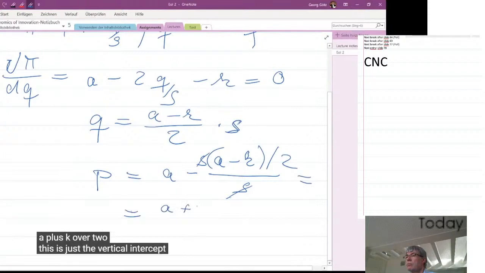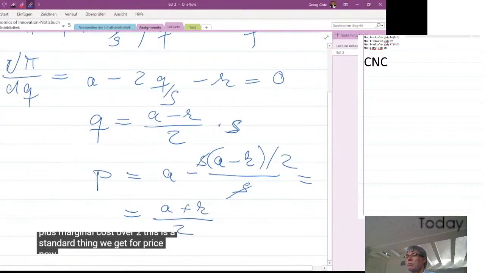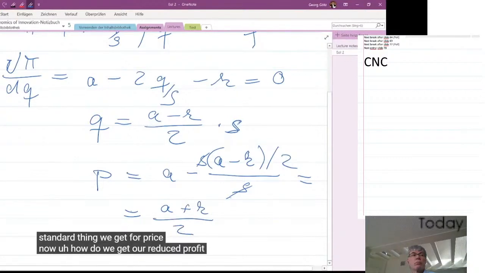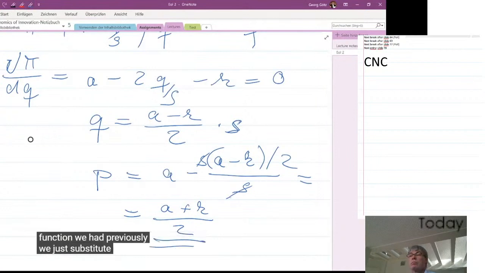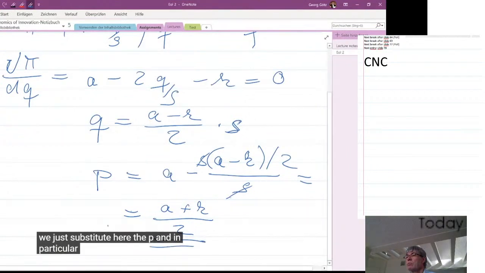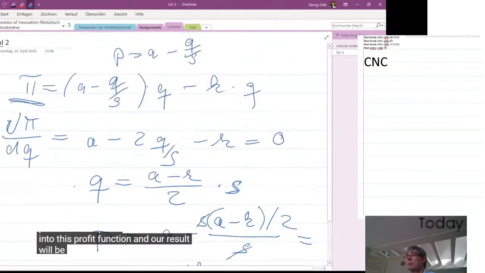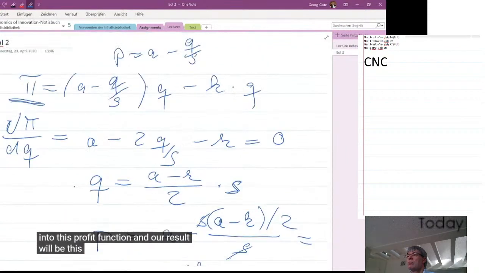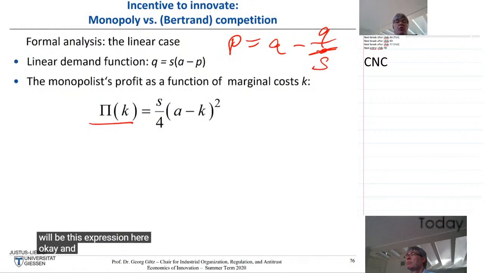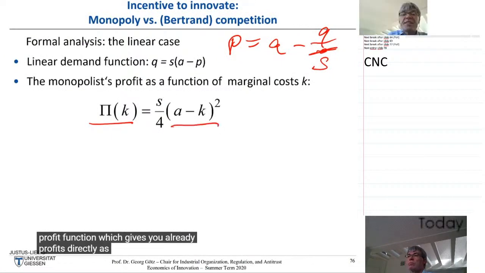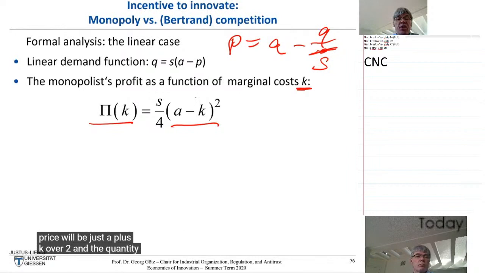This is just the vertical intercept, A plus marginal cost over 2. This is a standard thing we get for price. Now, how do we get our reduced profit function we had previously? We just substitute the P and in particular the Q into this profit function, and our result will be this expression here. This is a so-called reduced profit function, which gives you profits directly as a function of marginal costs, just taking into account that the price will be A plus K over 2, and the quantity will also be something.